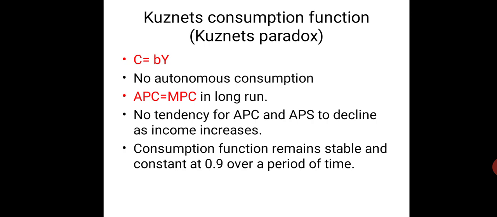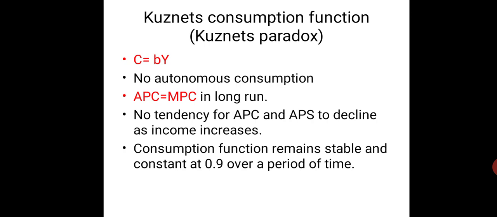Kuznets paradox is where he believed that, not like Keynes, he considered a consumption function under long run, where he considered APC and MPC and all is constant. It is not that APC is greater than MPC like Keynes' findings of absolute income. He said that that is wrong. In long run, APC, MPC, everything is constant and stable, and tends to revolve around a constant figure like 0.9 over a period of time. So there is no tendency for APC and APS, average propensity to consume and average propensity to save, to decline as income increases. And in long run, both of them tend to be equal.